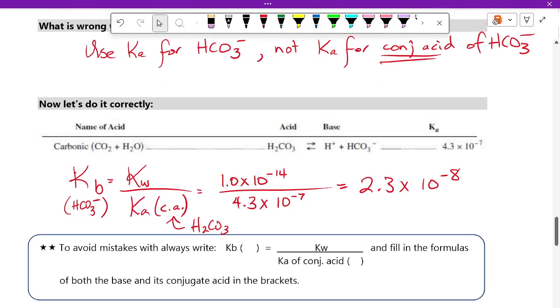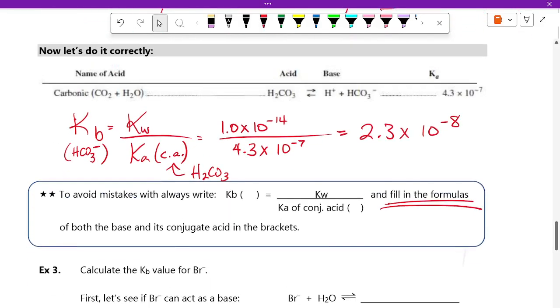Okay, so that's the only thing. To avoid making mistakes, always write Kb of whatever it is equals Kw over Ka of the conjugate acid, and then fill in the formulas for both the acid and its conjugate base in brackets. It will prevent you making errors, unless you are one of those people who's really good at not making errors. I certainly am not.